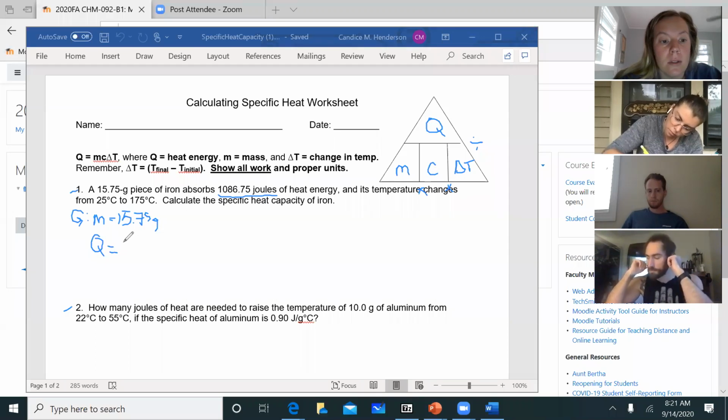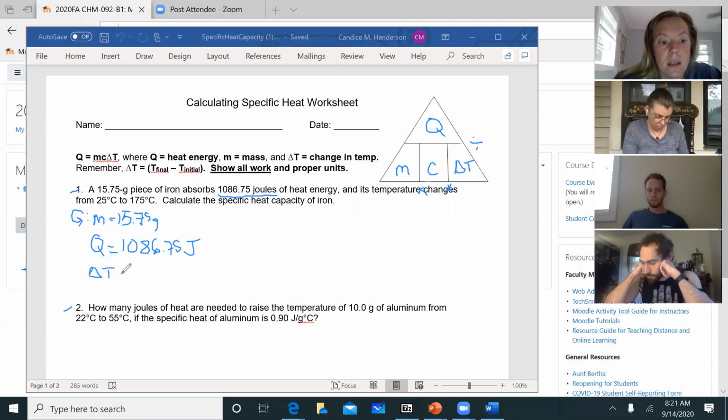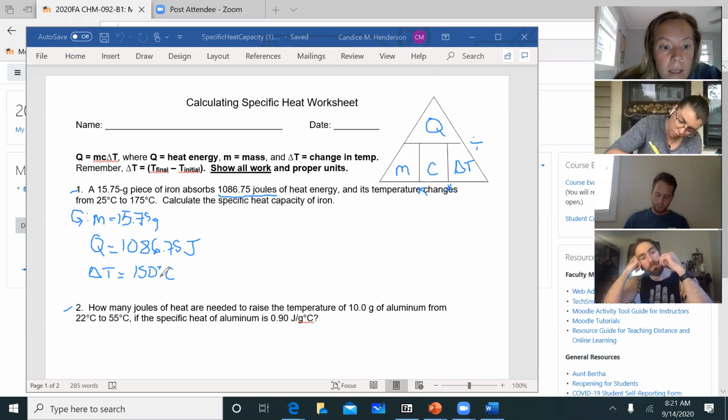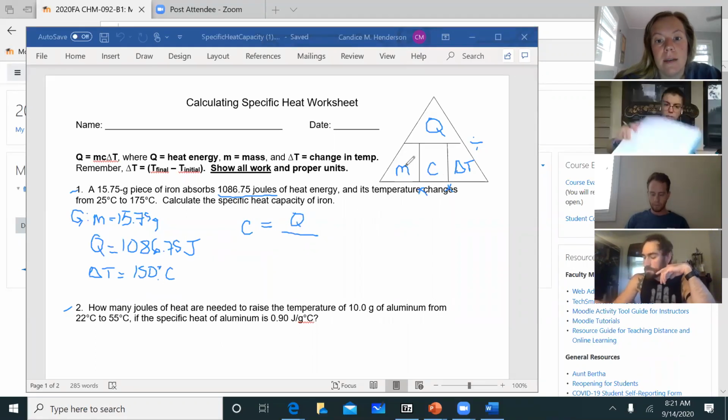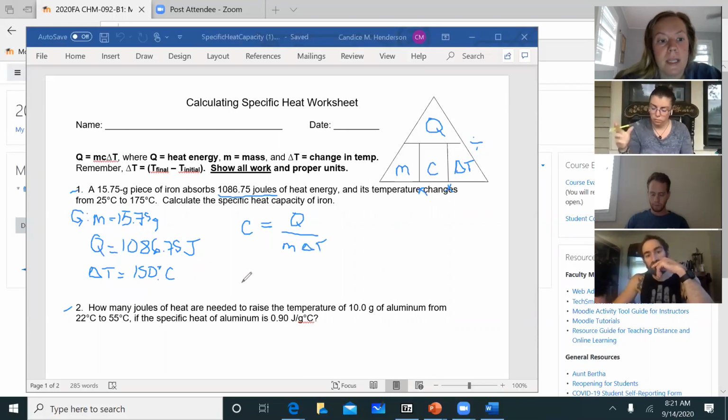Q here equals 108.6.75 joules. Temperature change 175, delta T is 175 minus 25, so 150 degrees Celsius. And I'm actually going to put a little dot there because it's 3 sig figs. Calculate the specific heat. So we want to solve for C. So C equals Q divided by my mass times my change in temperature. You just plug it in.